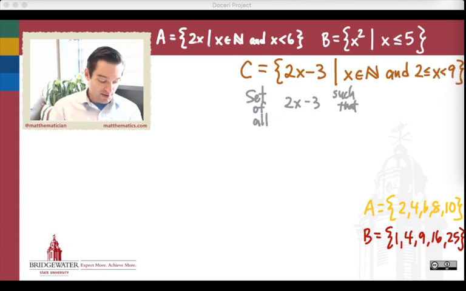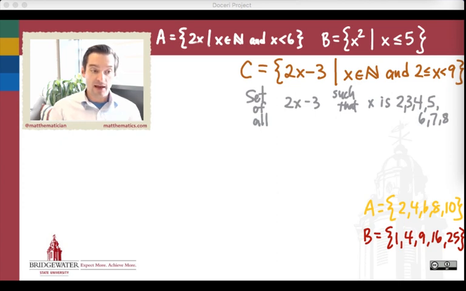So I'm going to skip a step that we used before and just list out a roster that describes the x's that are defining my set. The natural numbers that are between 2 and 9, including 2 but not including 9, are 2, 3, 4, 5, 6, 7, and 8.